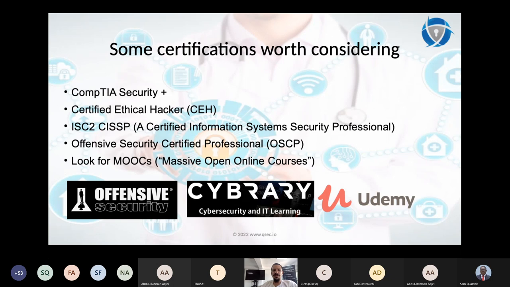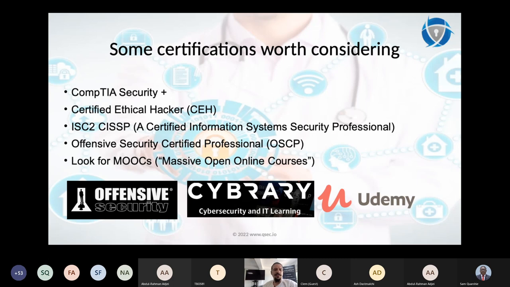Some certifications are worth considering. It doesn't necessarily mean you need to be certified. Even studying the certification itself is good. There are a lot of, again, open source free resources out there, you know, Twitter, YouTube, and all that kind of stuff, Udemy, Cybrary at the bottom.